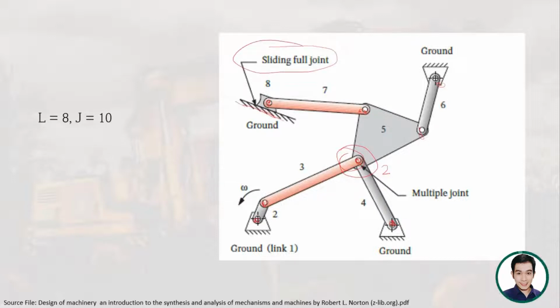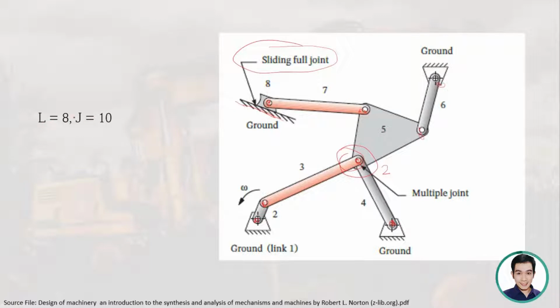Because it has 1 degree of freedom, it will just either go to the left or to the right. It will not separate from the ground, so that's a full joint. So that is another one. So we have a total of 10 joints.